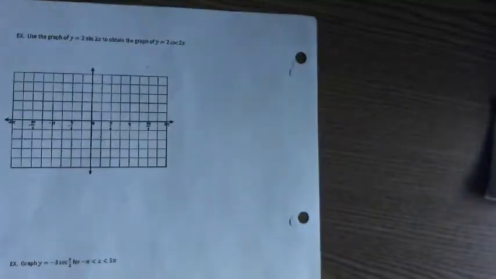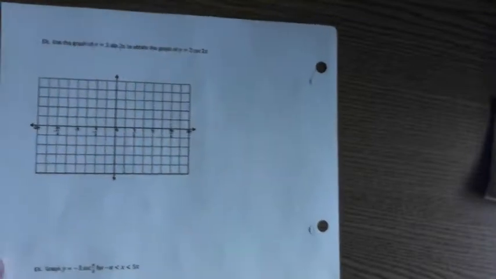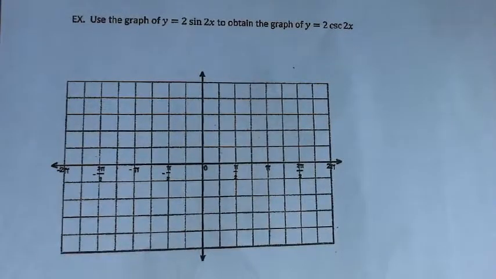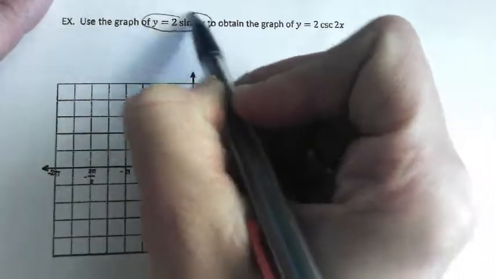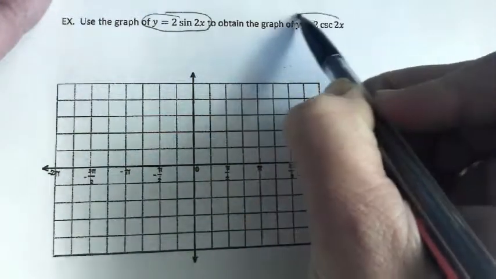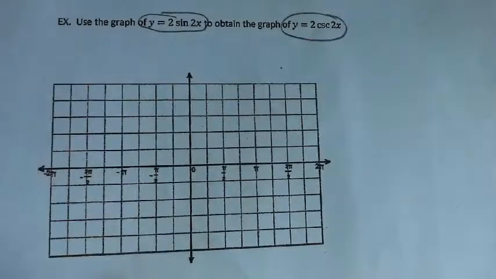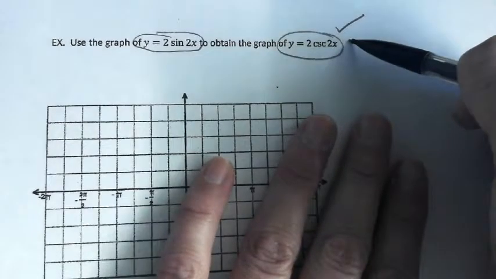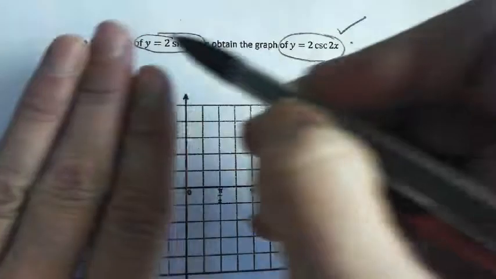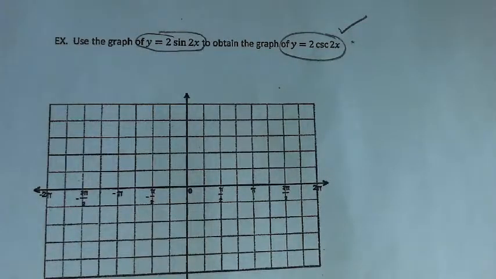Now getting into some transformations. This tells us, use the graph of y equals 2 sine of 2x to obtain the graph of y equals 2 cosecant of 2x. So our goal is to graph this guy, the cosecant one. But to do it, we're going to graph the sine curve first.